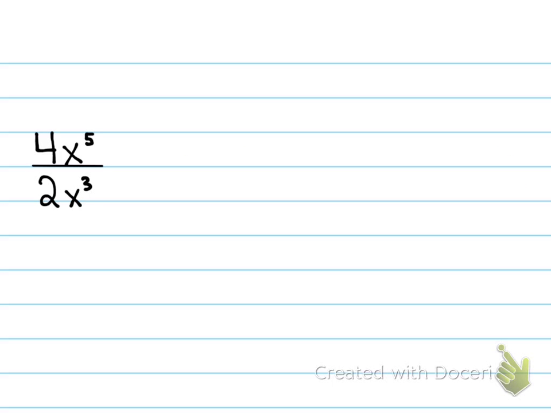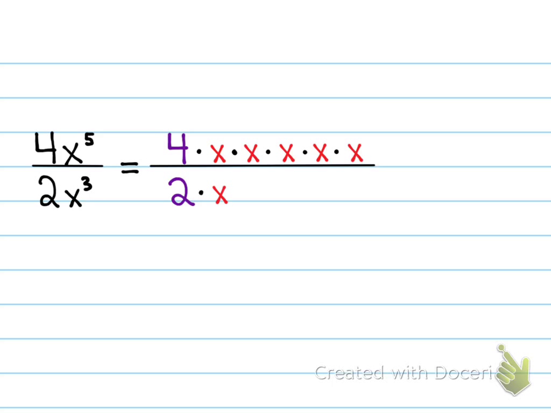Well, let's look at something a little bit different. Now we have a coefficient in both the numerator and denominator positions, but we're going to do the same thing. There's just one last step that we have to do with our coefficients. We just have to reduce them, just like we're reducing our variables here. So let's draw this out. 4x to the 5th power is 4 and then x times itself 5 times. And then 2x cubed, that's 2x times itself 3 times.